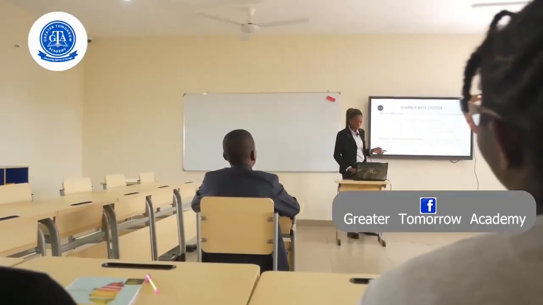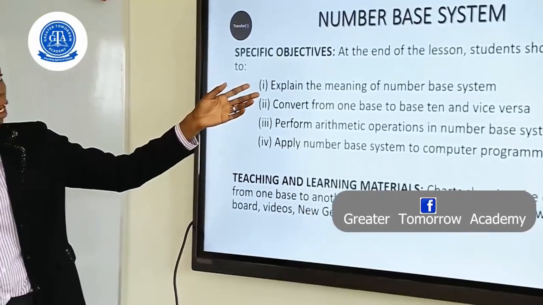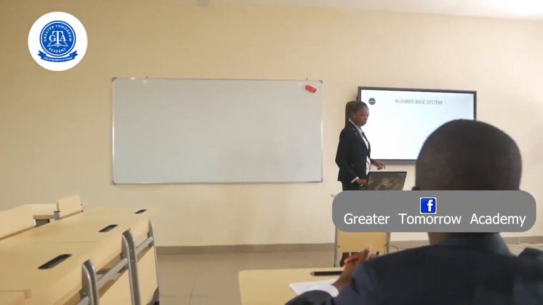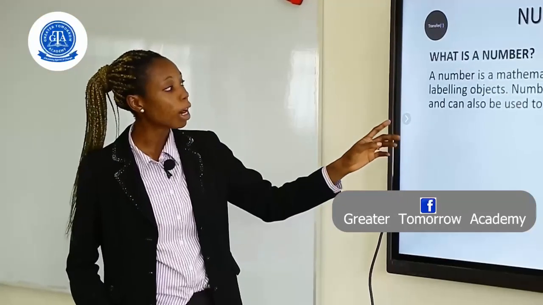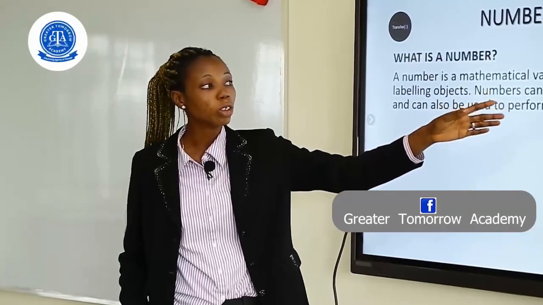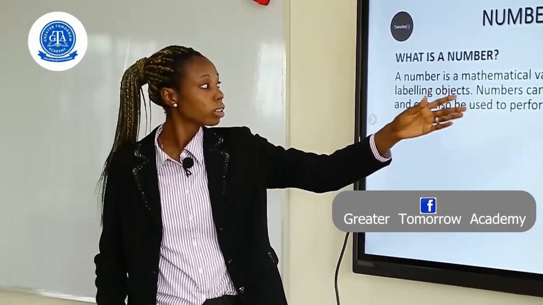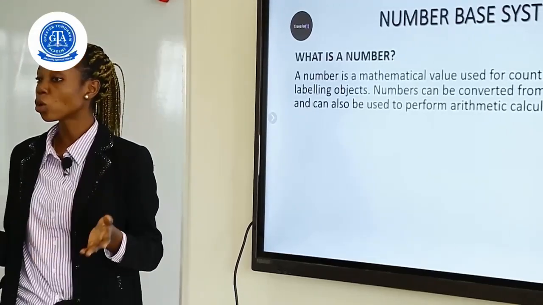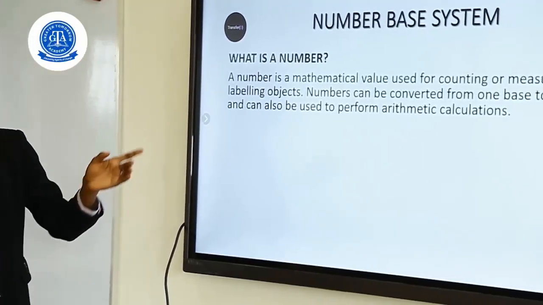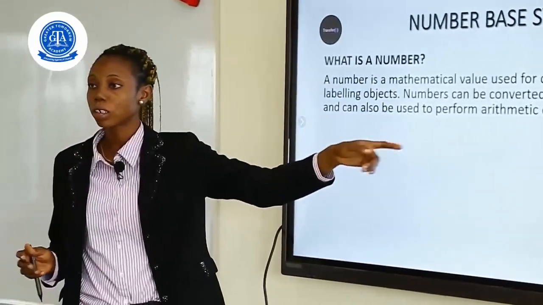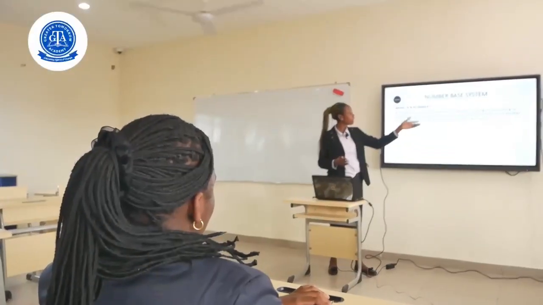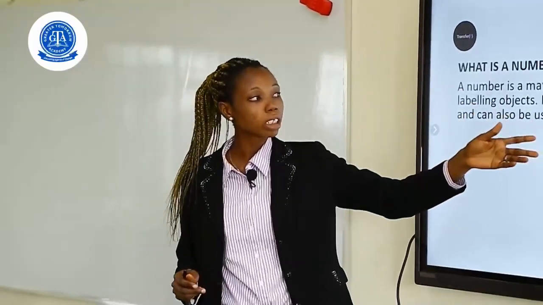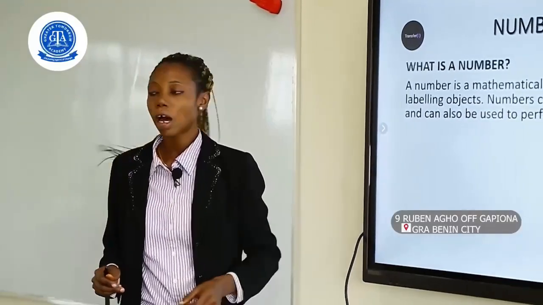Now, first of all, we need to know and understand the meaning of number-based system. And if you look at the screen, we have number-based system. What is a number? A number is a mathematical value used for counting or measuring or labeling objects. You can apply mathematics to so many science subjects where you can count the numbers, like counting of objects. You can also measure them or label them.